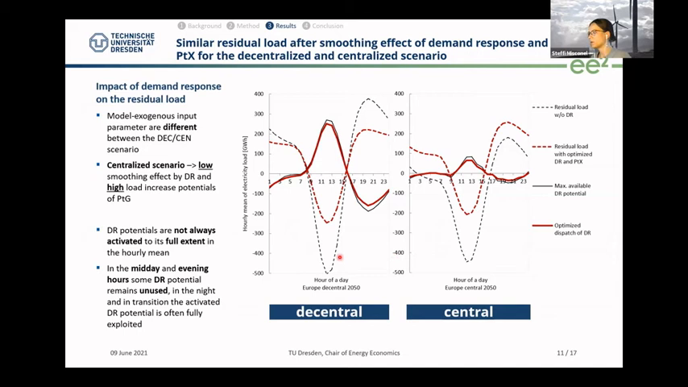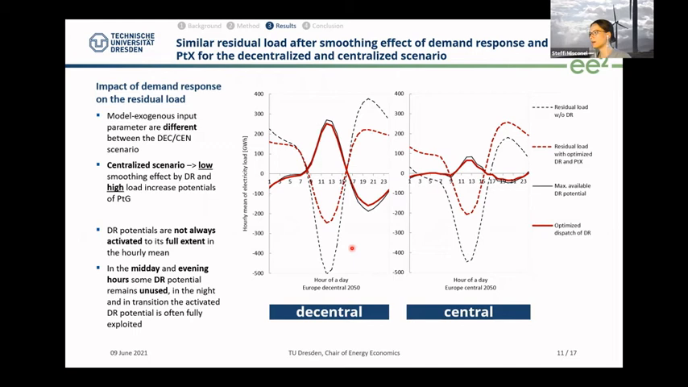The residual load without the smoothing effect of demand response is characterized by higher peaks in the hourly mean in the decentralized scenario, resulting from higher system loads through the additional electricity demand from sector coupling.